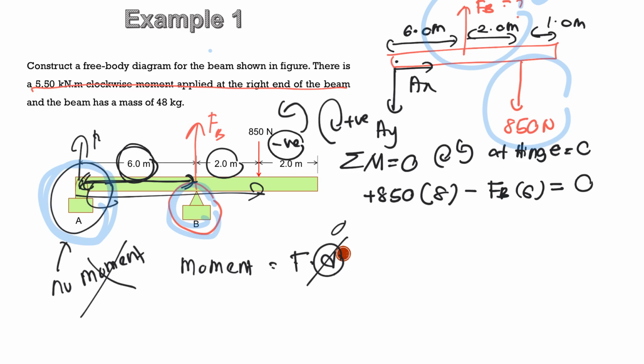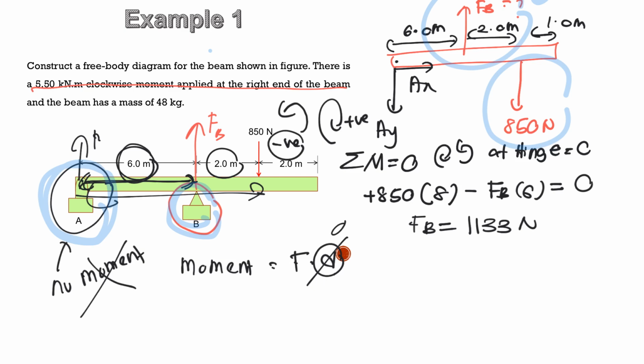So you can actually get FB. For FB, you are going to get 4 times 8 divided by 6. You are going to get 1133 Newton. So your FB is going to be 1133. This value is going to balance the other forces to make sure that clockwise and anti-clockwise balance out each other.